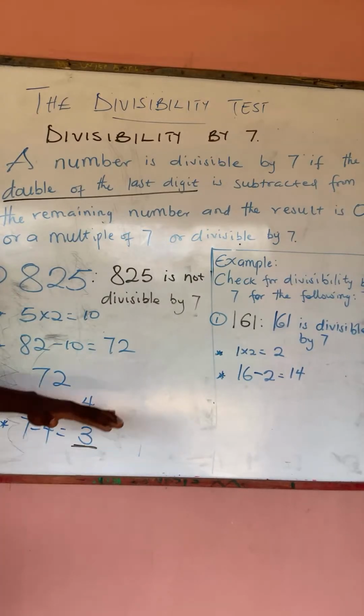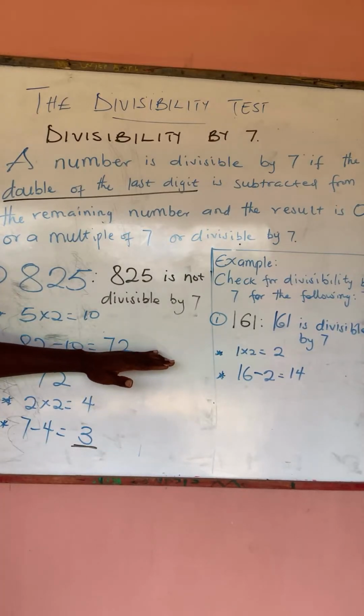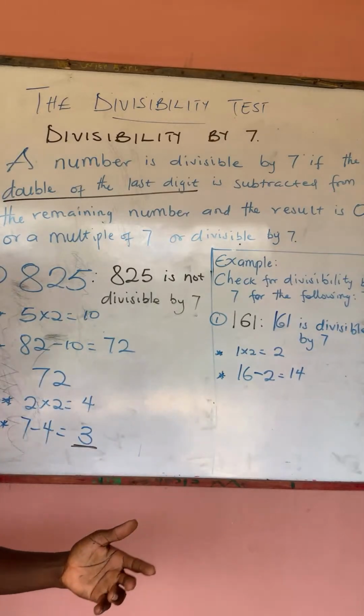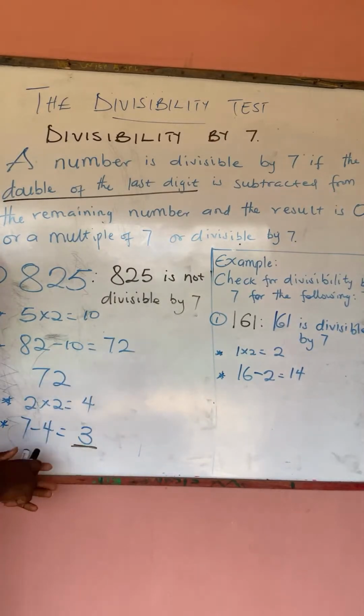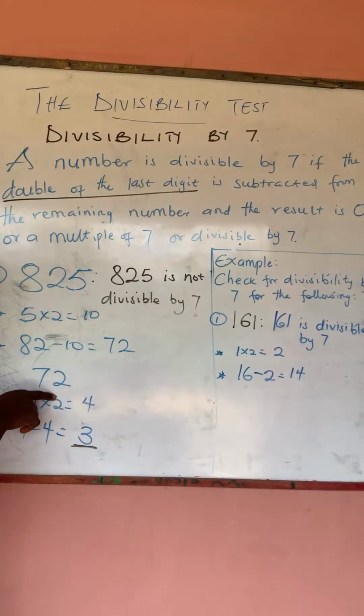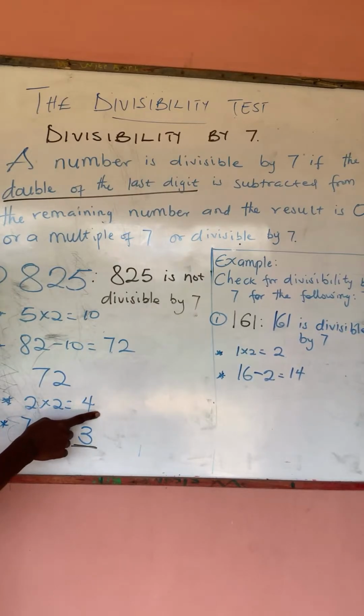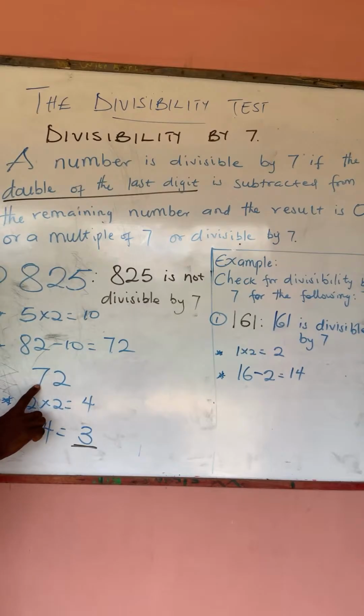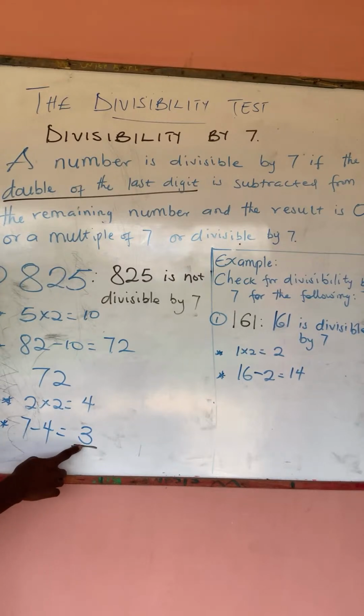We are not so sure about 72 being divisible by 7, so you can run the test again on the 72. Still, we double the last digit, so we get 2 times 2, which gives us 4. If we take the last digit away, we're left with 7. We subtract 4 from 7, and 7 minus 4 gives us 3.